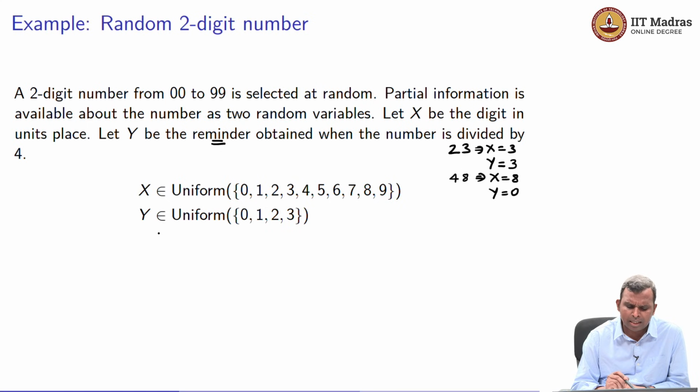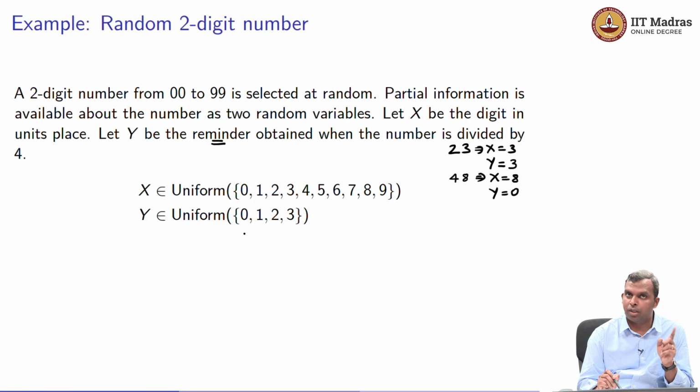Likewise, maybe this is a little more complicated for you to see, but Y will also be uniform in 0, 1, 2, 3. I'll leave this as an exercise, but you can check. What is the probability that Y equals 0? What are all the favorable outcomes that result in Y being 0? It could be 00 or 04 or 08 or 12 or 16, like that, all the way up to 96, all the multiples of 4 between 00 and 99, and you will see that's exactly 25 in number. So 25 by 100, you get 1 by 4 for the probability that Y is 0.